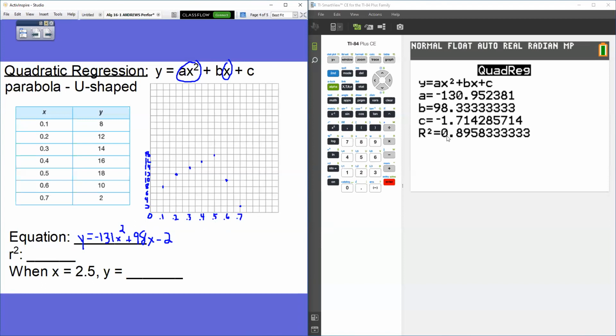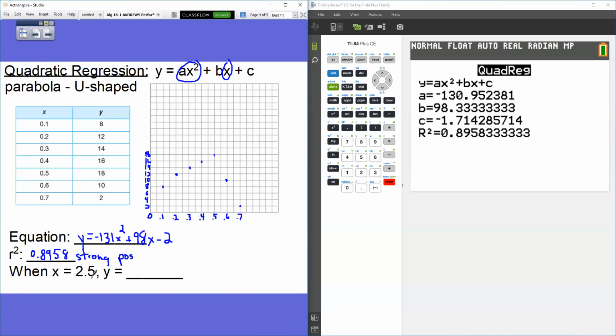Our r squared value, we'll go to the nearest 10,000th again, is 0.8958 when we round. So that would indicate another strong positive because it is very close to 1. And it's positive because it's a positive number.